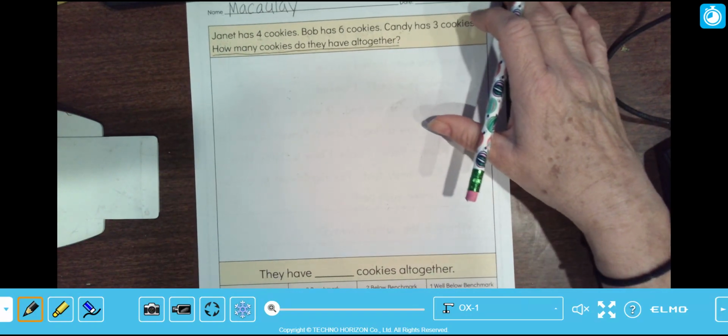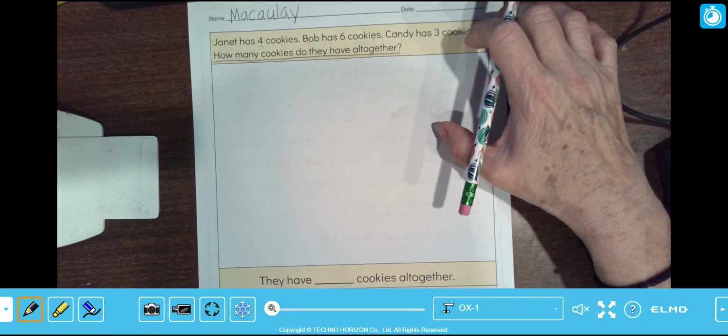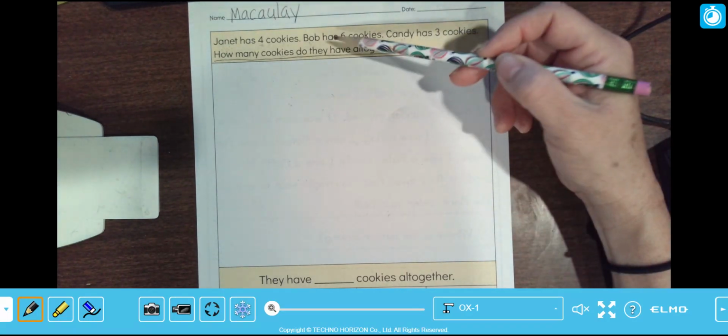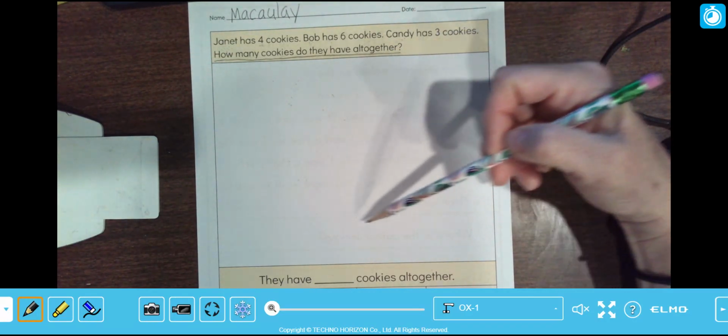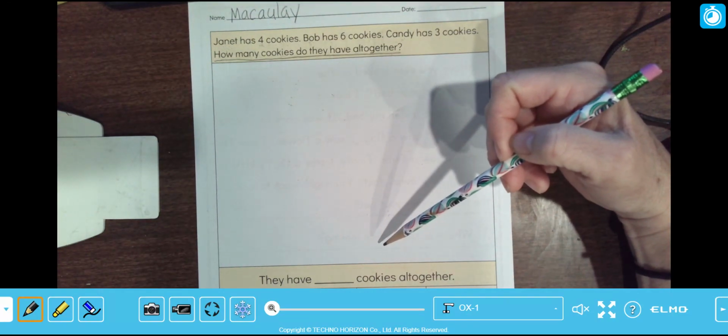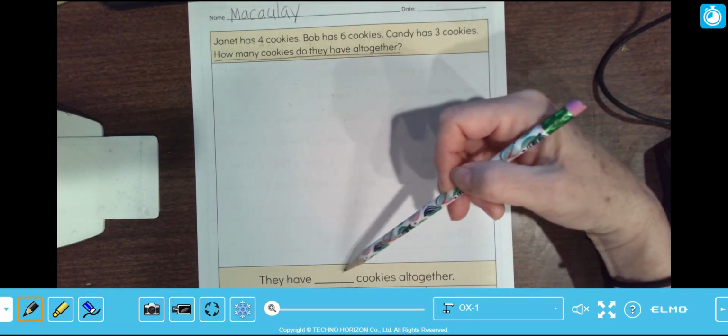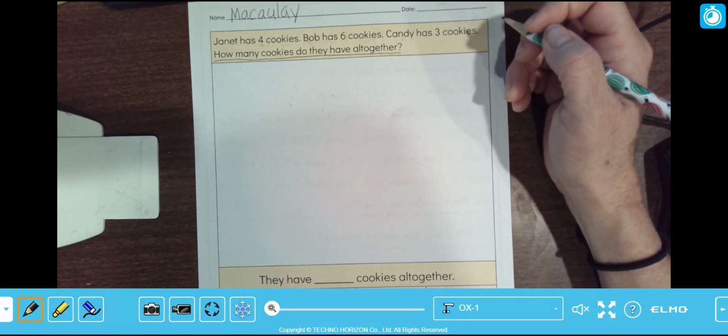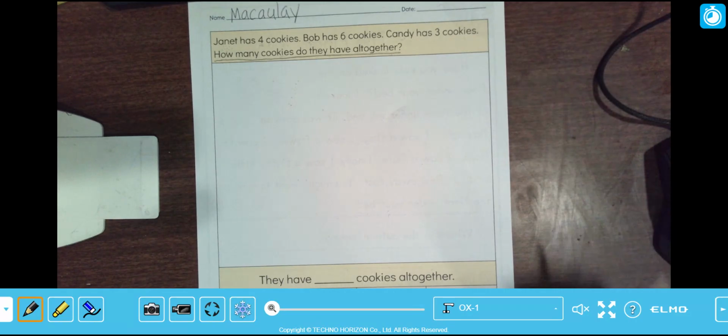Okay? I'm not gonna show you how to do that. You need to learn to do that. Draw the picture that goes with the story, then write the equation, and then write the answer here. Okay. All right, here we go.